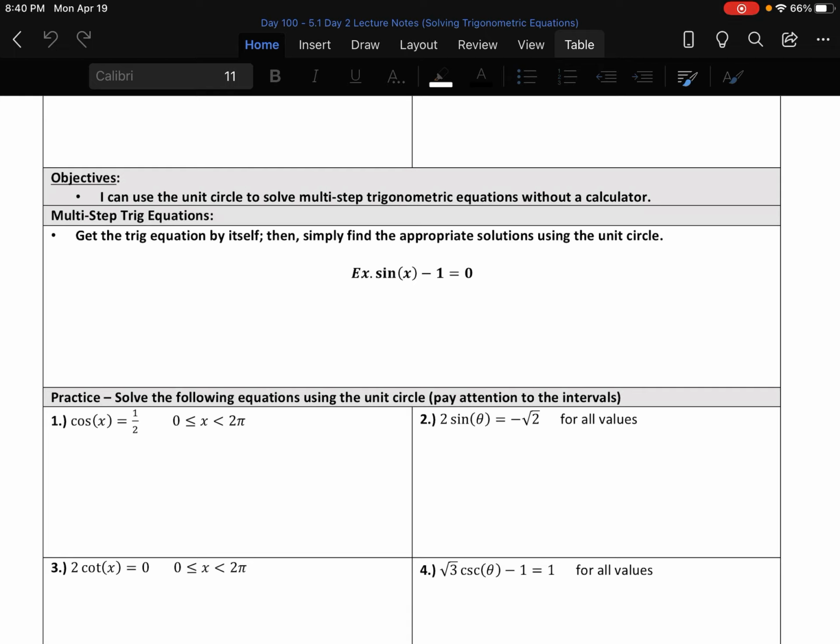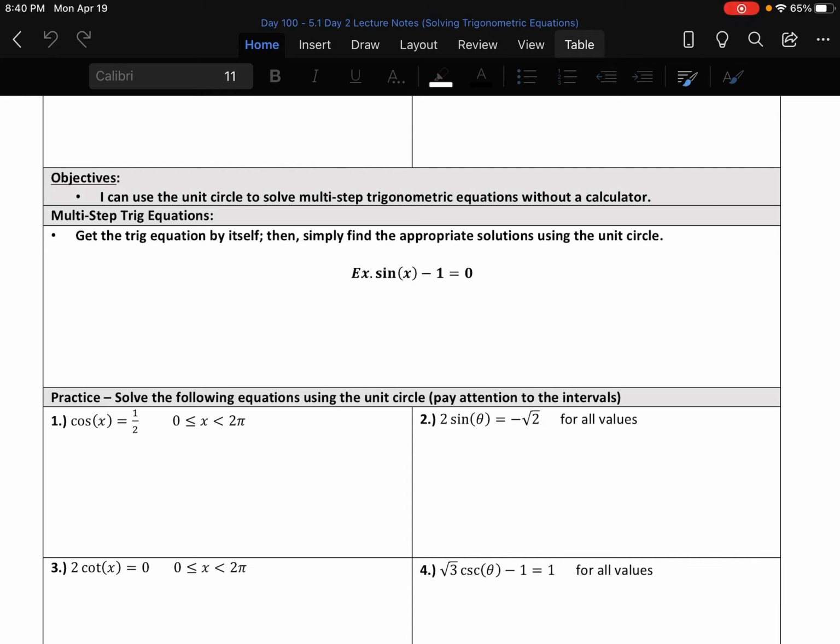Today's lesson is basically a continuation of yesterday's lesson on solving trig equations, except today we're going to be looking at equations that are a little bit more complicated. Yesterday's equations were what one would call simple, in the sense that you could basically solve them in one step. The equations that we're going to be looking at today are going to require more than one step to solve them.